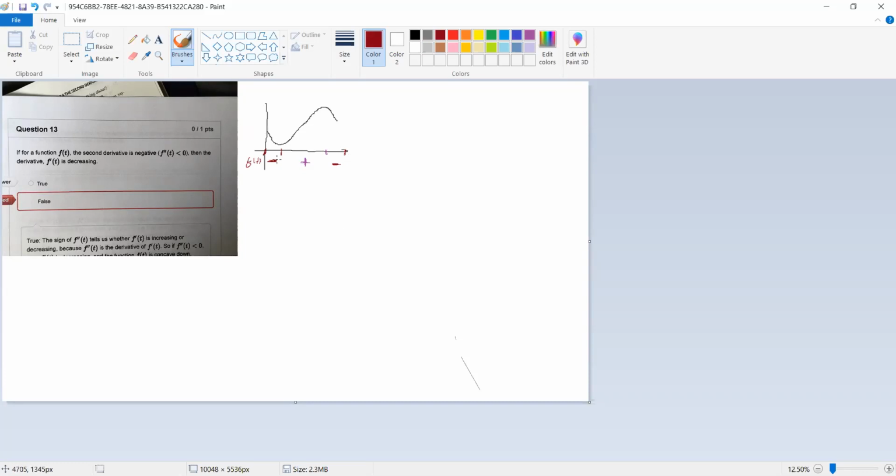Yes. This is our original function. But now we need to ask the question about our first derivative, f prime of t. Our first derivative is doing what in this first chunk here, from here to here? Is it increasing or decreasing? Conceptually speaking, we are starting at a point where it is more negative and ending at a point where it is less negative. Decreasing.